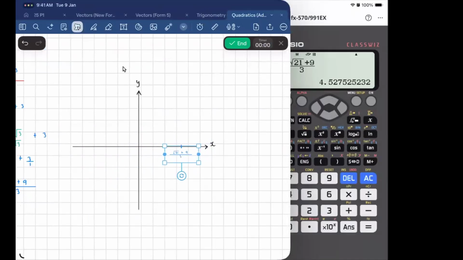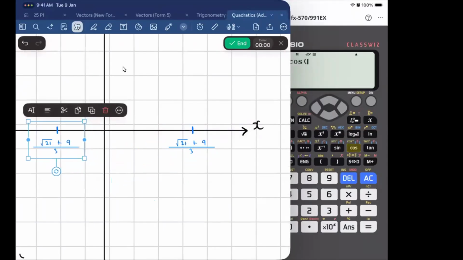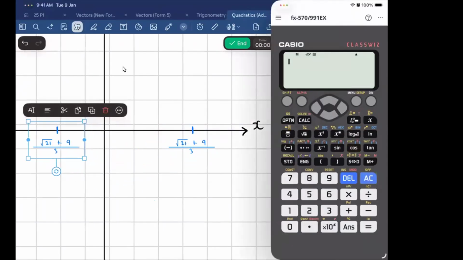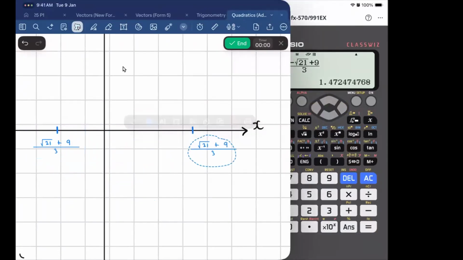Right. So we can say that as that value over there. And what would negative root 21 be? That's going to be 1.47. So I have a question: is our graph going to be in the negative quadrant or only in the positive quadrant? Really positive, because both of our roots are positive, as you will see.